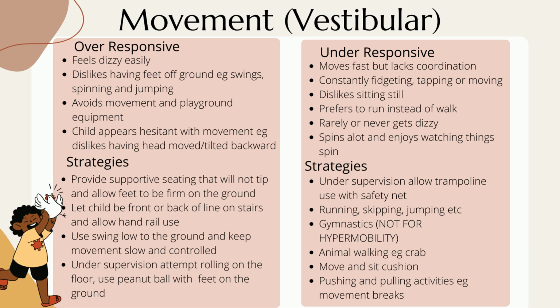So if your child is over responsive to movement, they may feel dizzy easily and show a dislike for having their feet off the ground. For example, compared to your other children or just even yourself in general, they may dislike things that we find fun, such as going on the swing at the park or jumping up and down, whether that be on the ground or a trampoline. Your child may also appear hesitant for movement. For example, they may absolutely hate getting their head tilted backwards, as it can be very vulnerable for them.